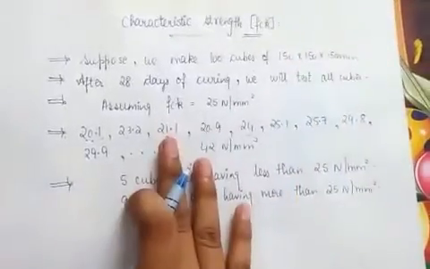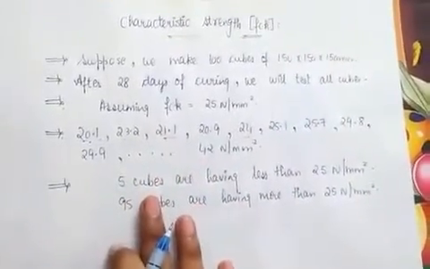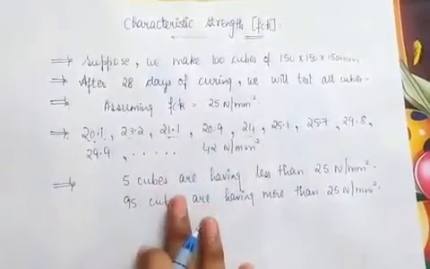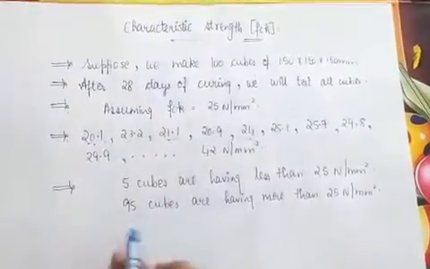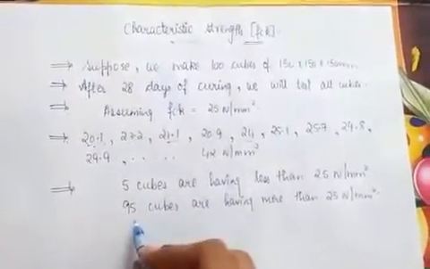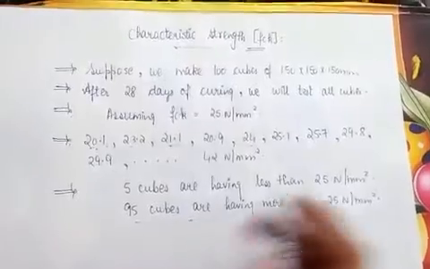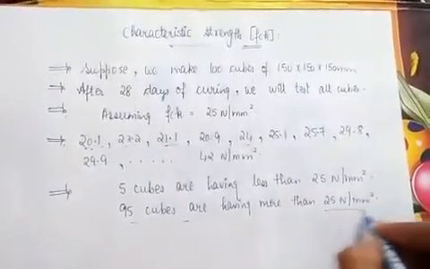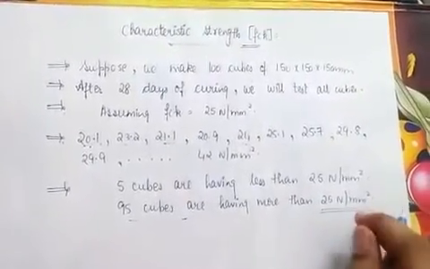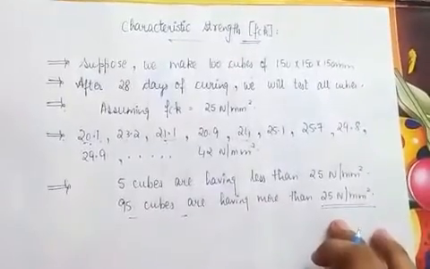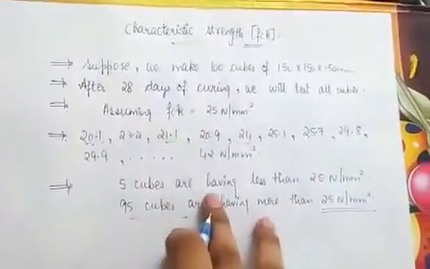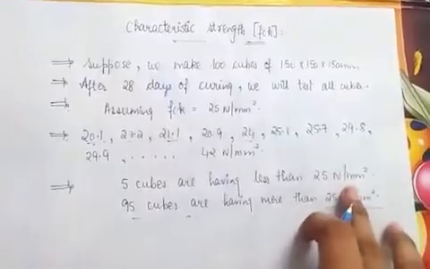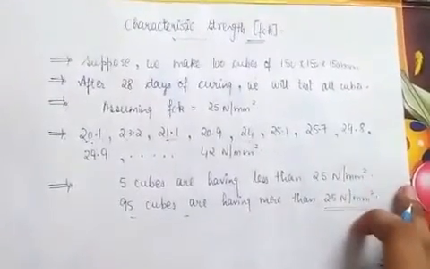So through this whole example, I wanted you to know what characteristic strength is. After the test results, 95% of the cubes should have more than 25 Newton per mm square as their characteristic strength, and only 5% of the cubes should have less than the assumed compressive strength.